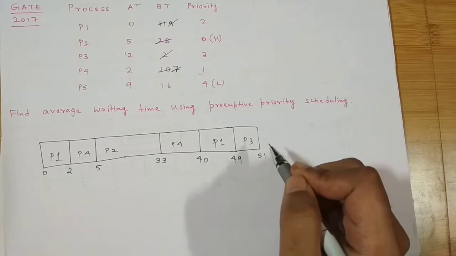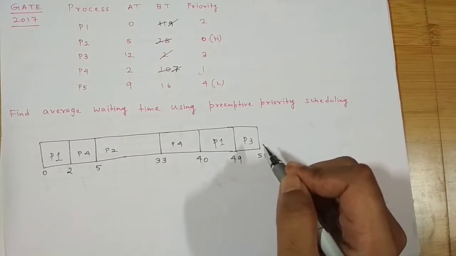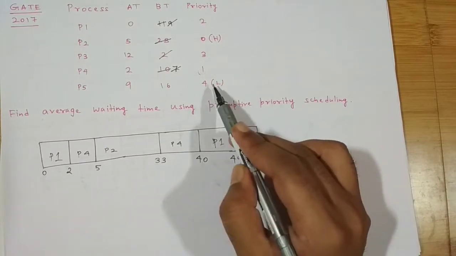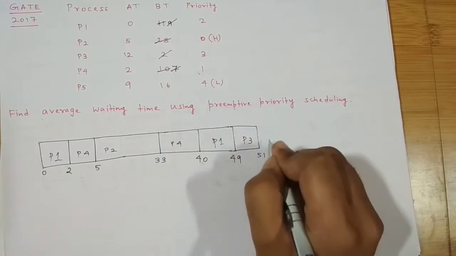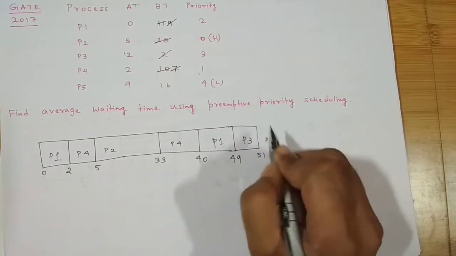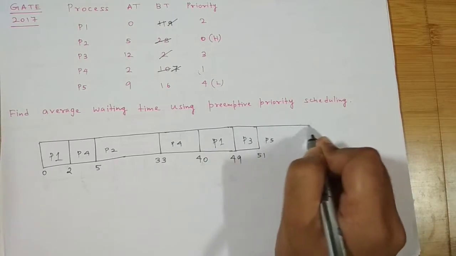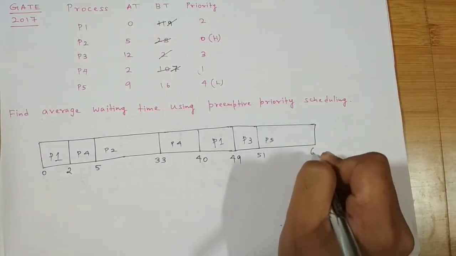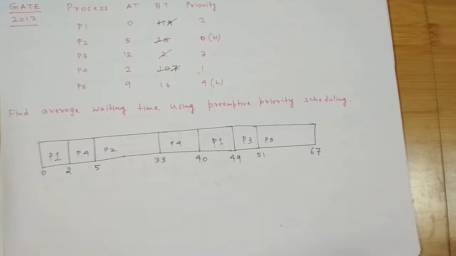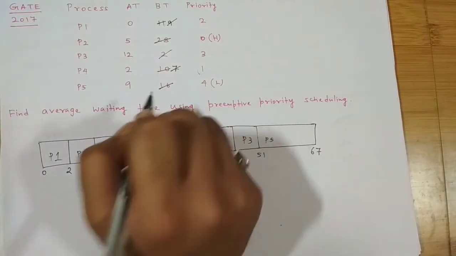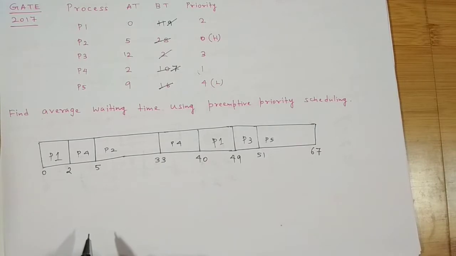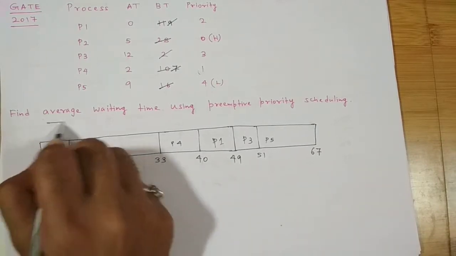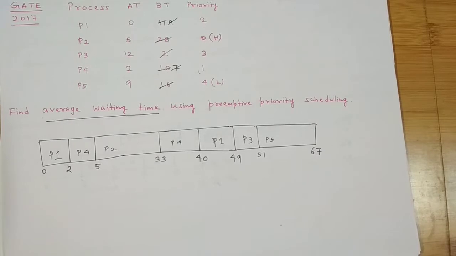That means it will run for 2 units completely, and we will have the 51st unit of time. Now after P3 executes, the only process left in the system is the process with the lowest priority, that is P5, and so P5 gets scheduled next and it will run for 16 units of time, giving a completion time of 67 units. So that brings an end to the scheduling of all the processes. Now our job is to find the average waiting time. In order to find the average waiting time, we need the completion time of the processes as well as their turnaround time.